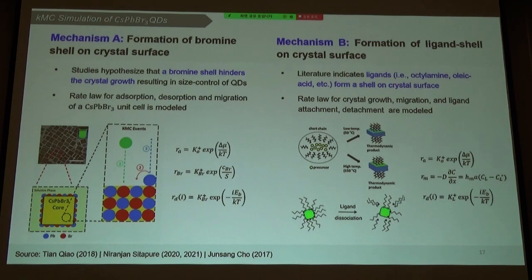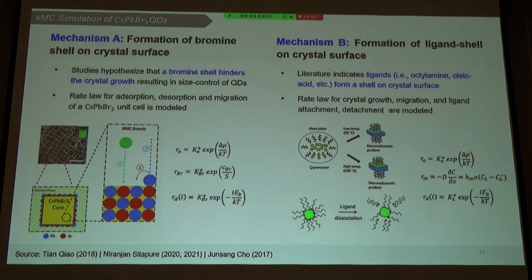So in this work, there are two schools of thought in terms of how crystals grow. The first one, which I call mechanism A, is the formation of a bromine shell on the crystal surface. The idea is based on the hypothesis that a bromine shell hinders the crystal growth, resulting in size control of the QDs, and we have one collaborator who actually observed this behavior.